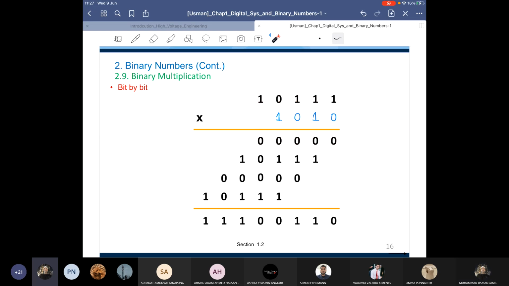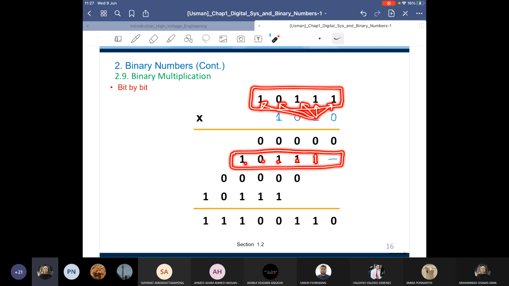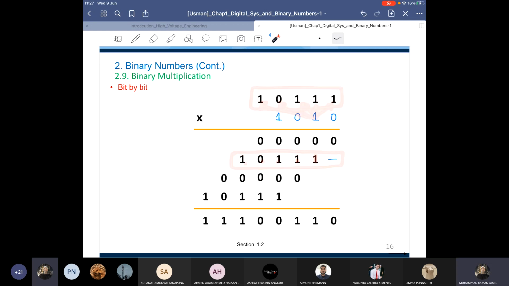Then this thing is empty. I hope you know this is empty. Then this one multiplied by this one, this one, this one, this one and this one. When multiplied by 1, we have 1, 1, 1, 0 and 1. Same thing, this same thing will come here.